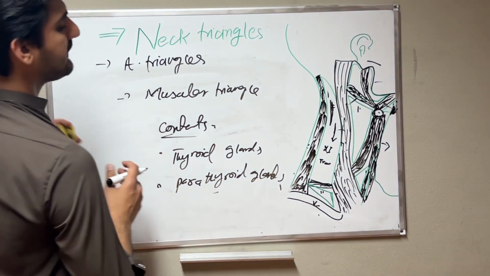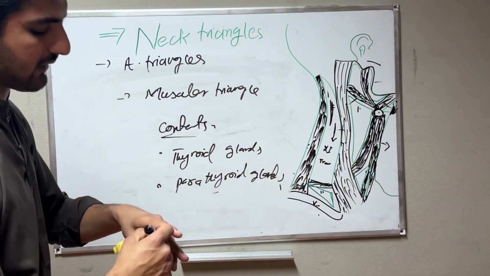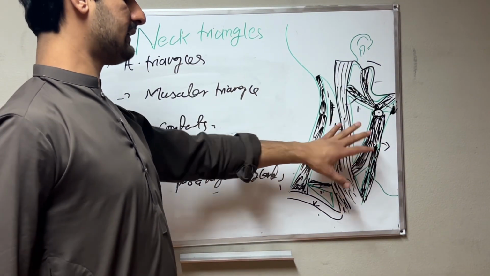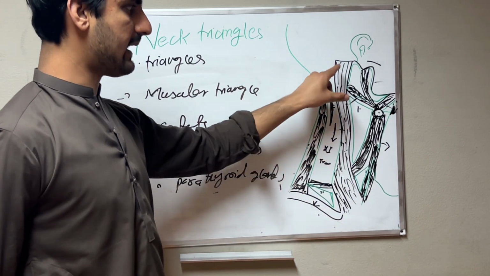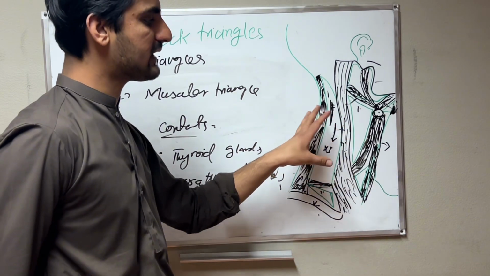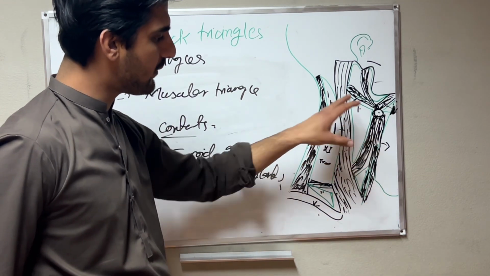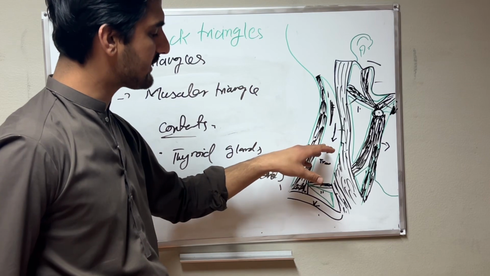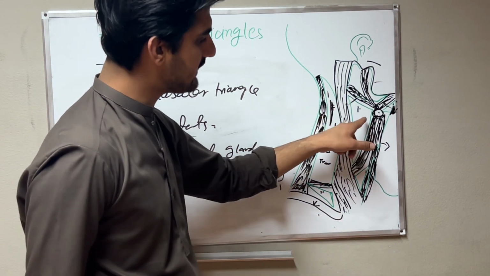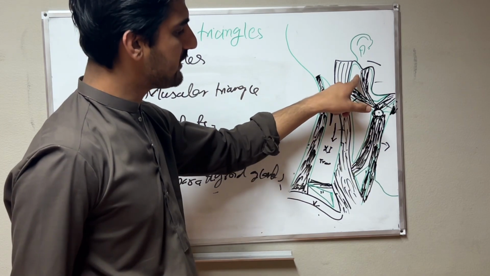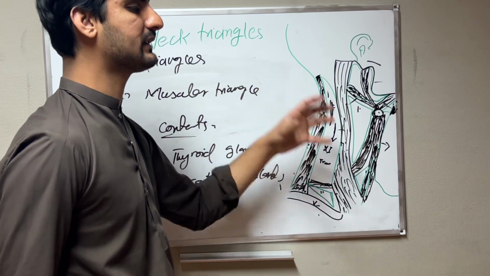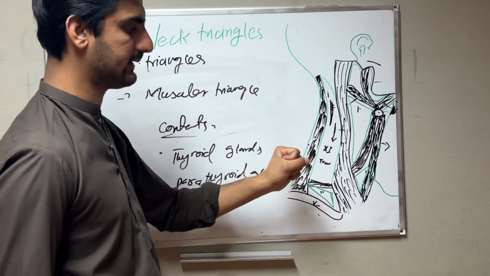Okay, these are the triangles of the neck which we discussed today. The triangles of the neck are divided into two with the help of the sternocleidomastoid, into anterior and posterior triangles. The posterior triangle has two triangles, the occipital triangle and the supraclavicular triangle, and the anterior triangle has the submandibular, submental, carotid, and muscular triangles. We already discussed each triangle's boundaries and contents. Okay, thank you.